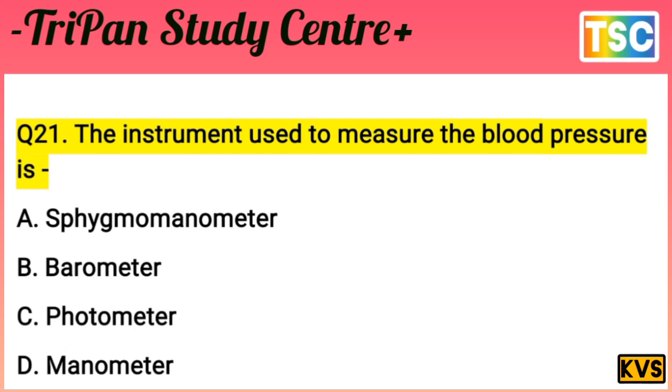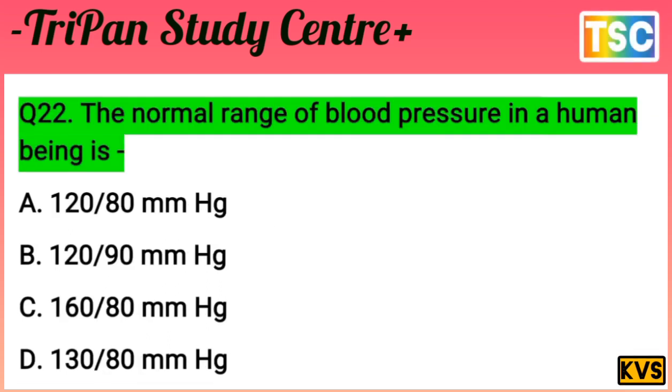Let's see the next question. Next question on your screen. The normal range of blood pressure in a human being is: A. 120 upon 80 mmHg, B. 120 upon 90 mmHg, C. 160 upon 80 mmHg, and D. 130 upon 80 mmHg. This question is very interesting.